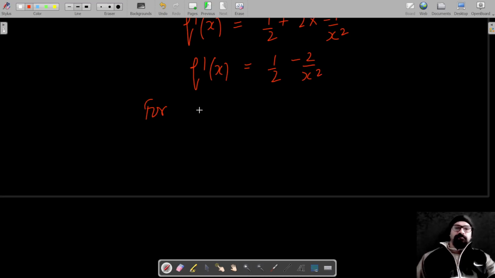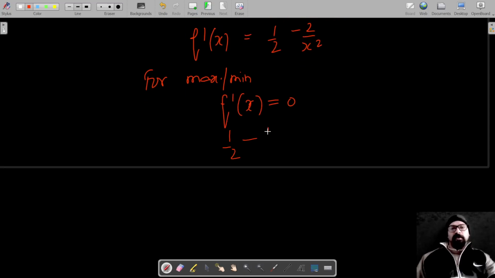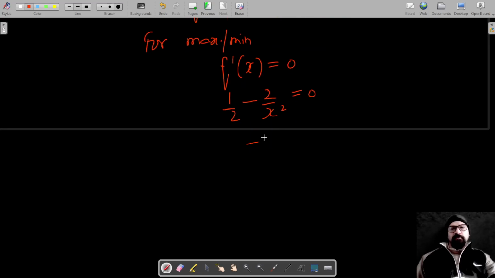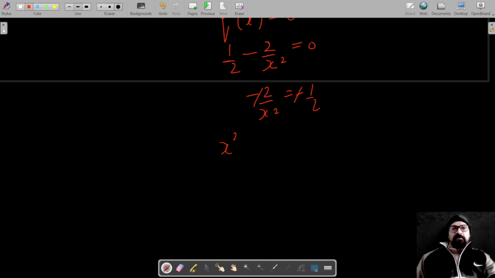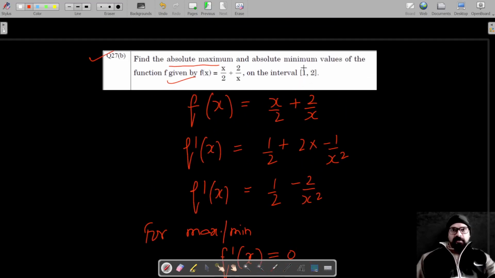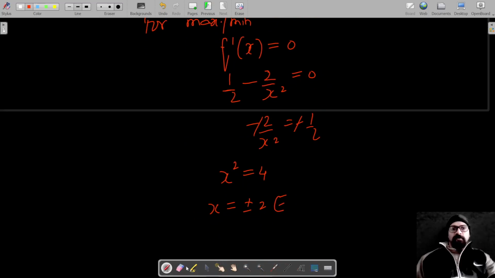Now for maxima or minima, the first order differentiation should be equal to 0, which gives us negative 1 half minus 2 upon x square is equal to 0. So 2 upon x square is equal to negative half, and x square is equal to 4, which gives me x is equal to plus minus 2. But because we have to restrict to the interval 1 to 2, the value is only 2, as it belongs to 1 and 2.